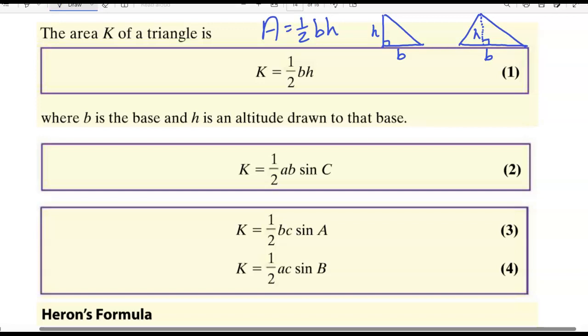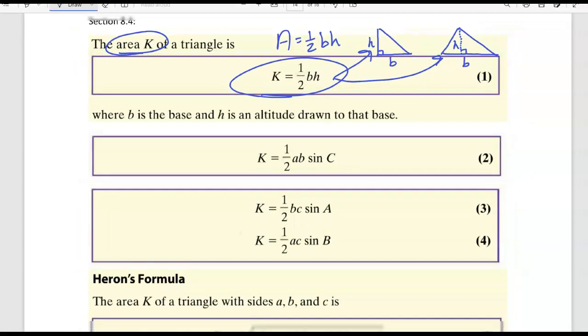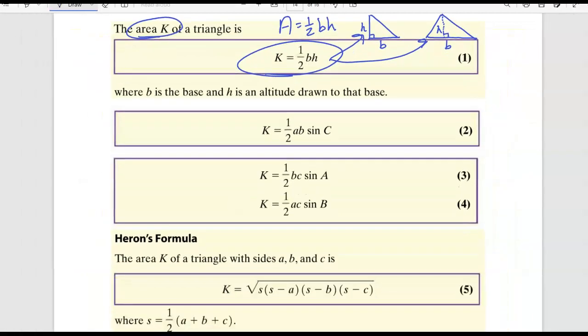And notice in this section, they're using area as a K instead of an A. So that's what K is going to represent here. Well, for something like this, it's easy. It's going to be one of these two scenarios. We have the height, but if we don't have the height, we can still find the area if we have something kind of like this, where we know side A, side B, and we know angle C.